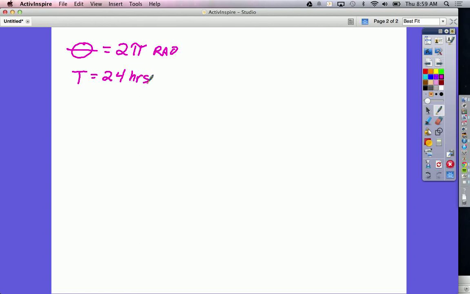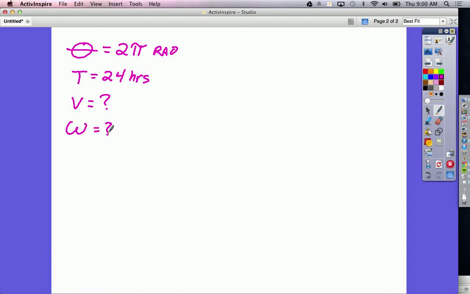And what I'm looking for is how fast someone's going, the linear speed. So to do that, I'm going to have to find, first, since I've got angular things with theta and time, I want to figure out, hey, what is my angular speed here on the planet Earth? So the first thing we're going to do is figure out the angular speed.